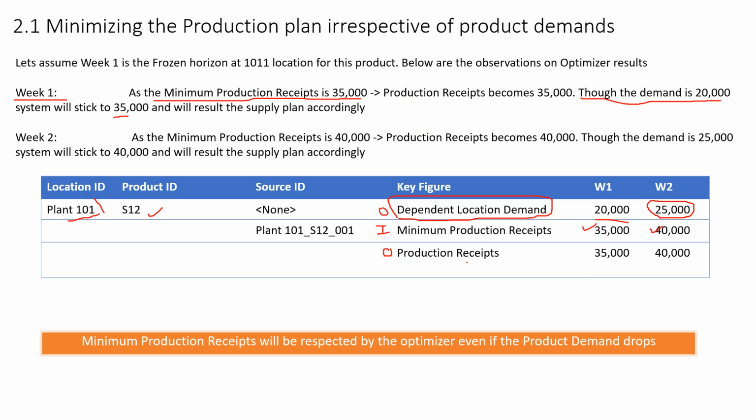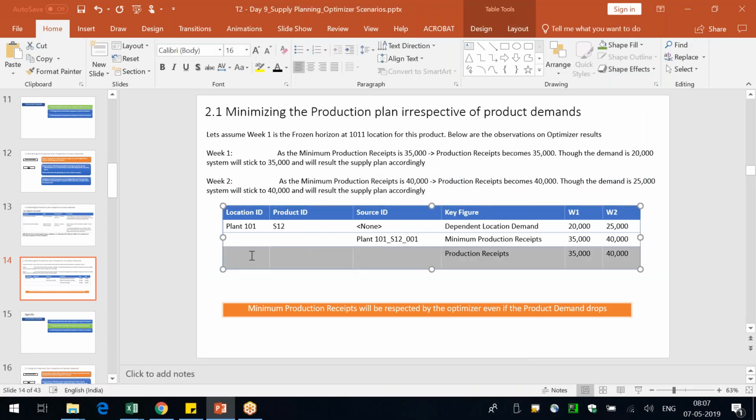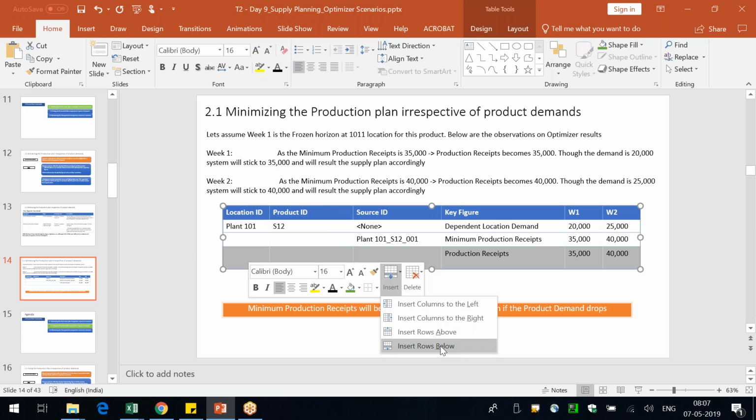Okay, so the demand is 20,000. You introduce a constraint called 35,000. The optimizer did a production of 35,000. But what happens to the stock transport plan? That depends upon your supply chain, how you have configured other key figures. For example, what it does. So let me explain it to you guys here.